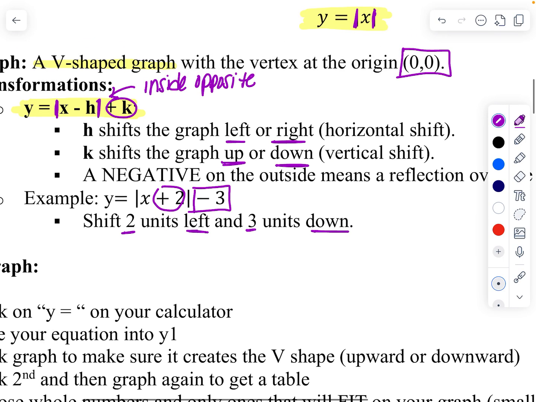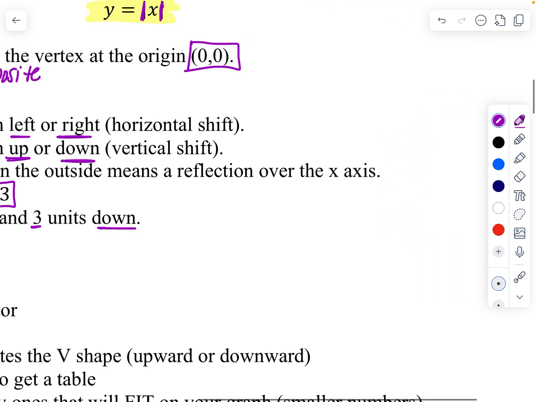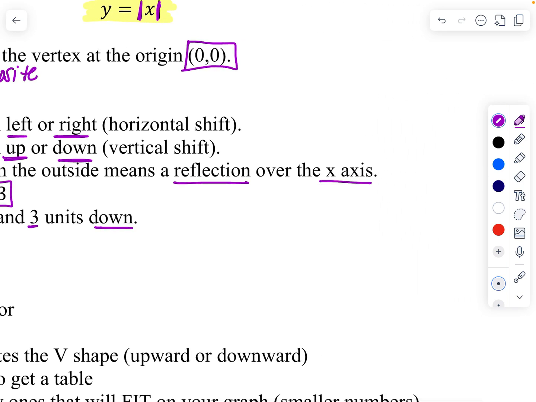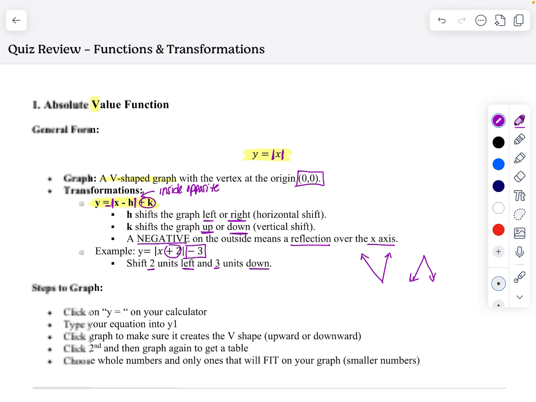One additional transformation is if you see a negative on the outside. So if there was a negative here, a negative on the outside means that we're reflecting. So we're flipping it, a reflection over the X. So what would have been a happy face V is now a sad face V. It's facing downward because it's negative.